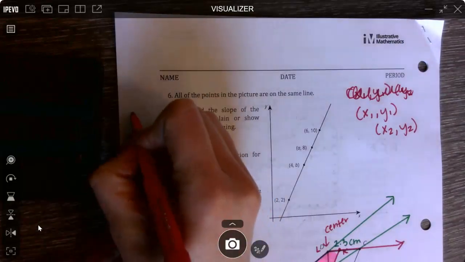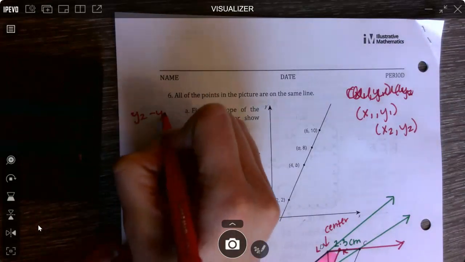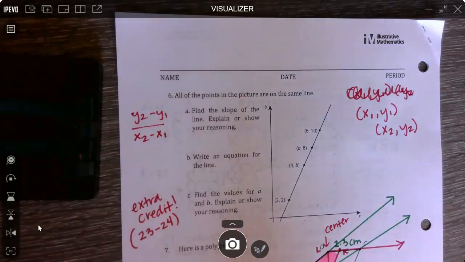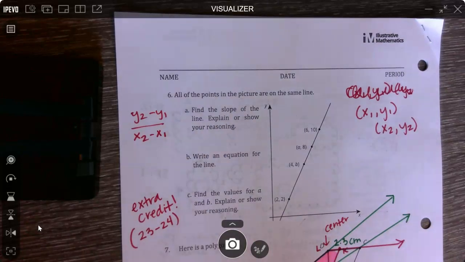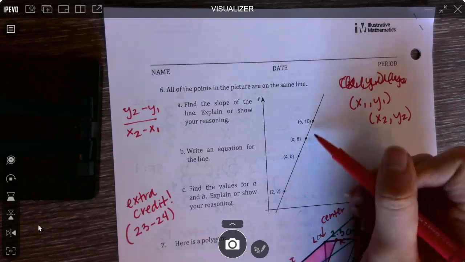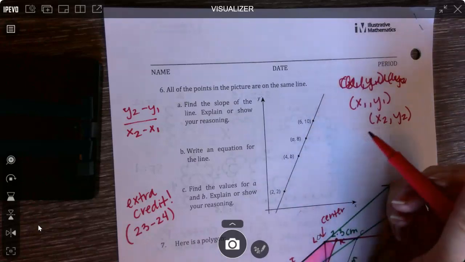We have learned that the slope formula is the change in y over the change in x. Or you're just subtracting, right? One y value by the other y value, one x value by the other x value. Just need to make sure you're going in the same direction. That being said, based on my points on my line, we know these all have the same slope because they're all on the same line.